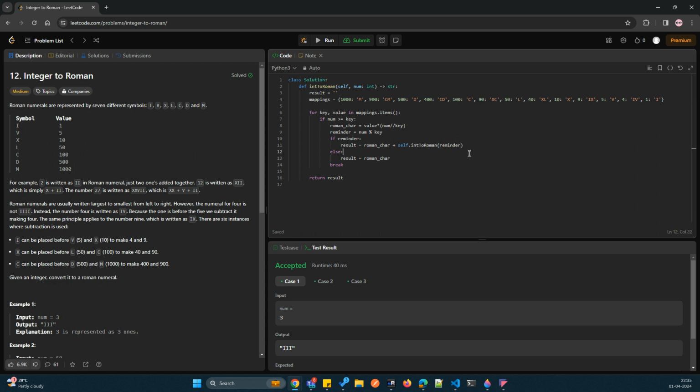Basically, we'll be using recursion to solve this problem. The one thing we need to make sure is that we understand how to bring up this Roman number, how we can break down the numbers and prepare the characters. That's it. Thank you.